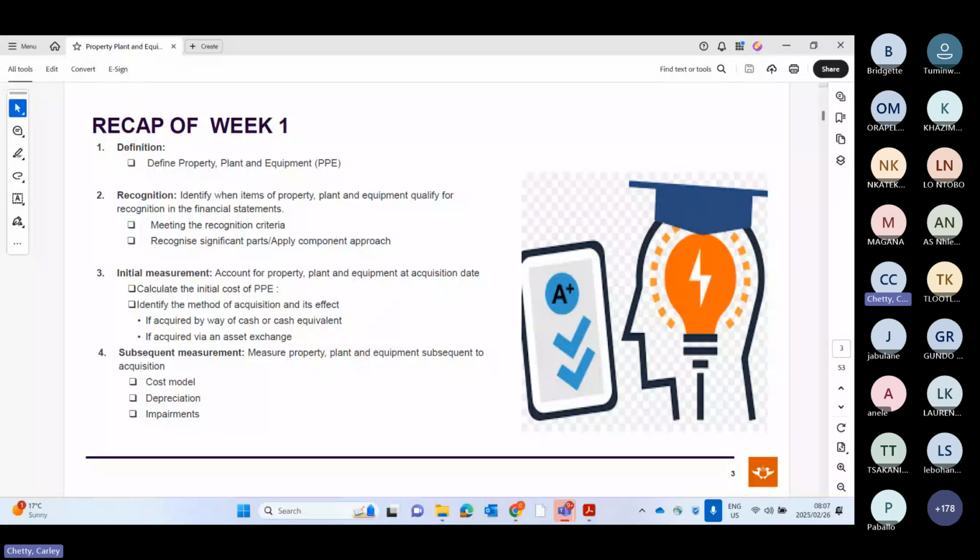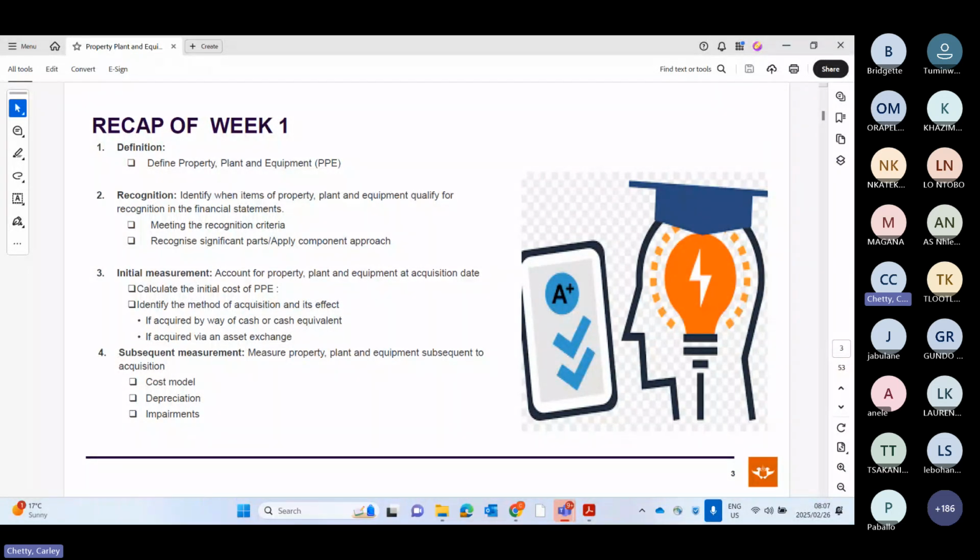Okay, so we're looking at PPE part 2 this week. So last week, you would have looked at a definition of property, plant, and equipment. And you would have looked at how to recognize property, plant, and equipment. What was the recognition criteria? Then you would have looked at how to recognize significant parts by using the component approach.